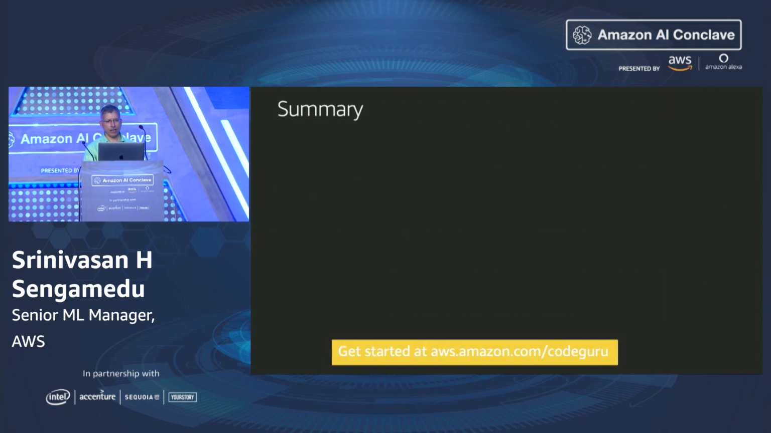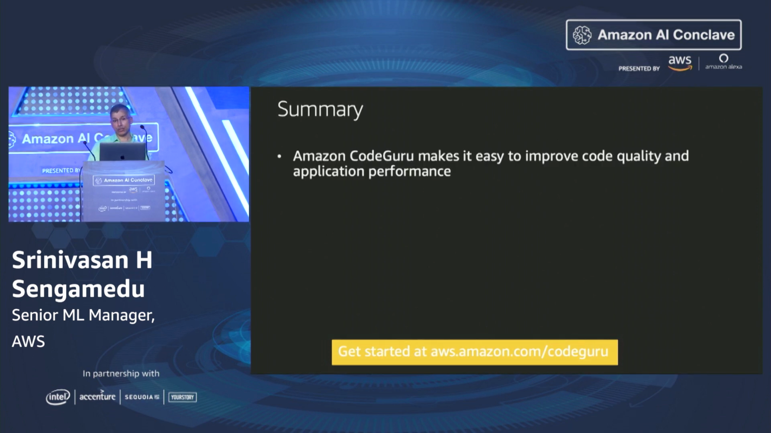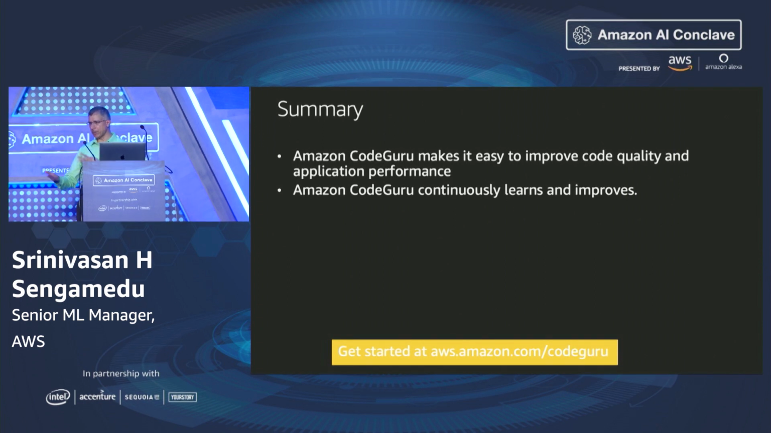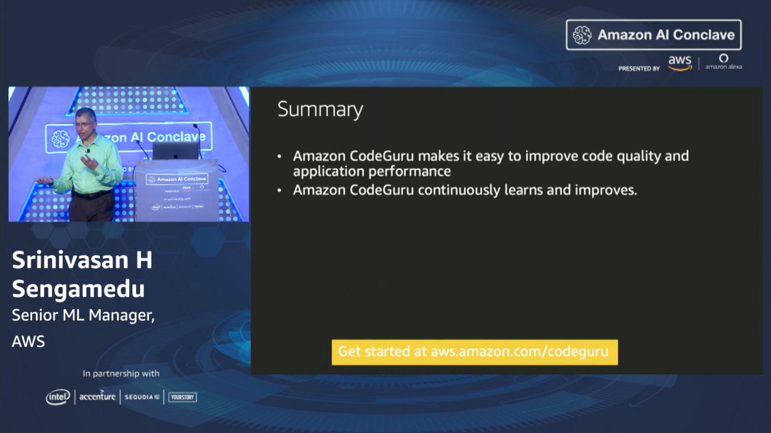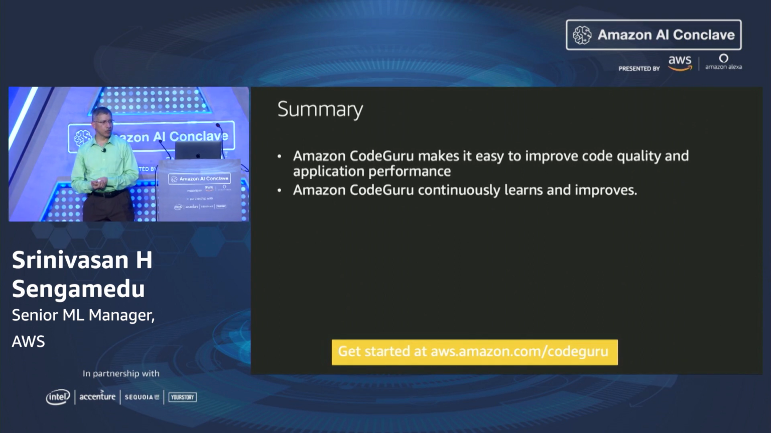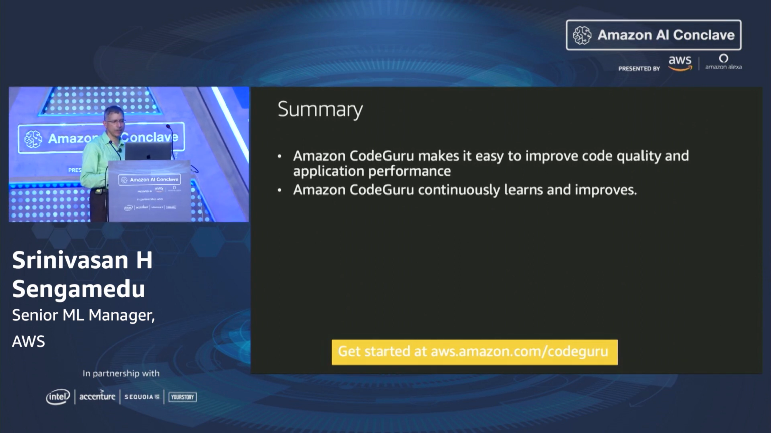So in summary, if you cannot wait to get started, you can go to this link and onboard on both the reviewer and profiler and start your journey in code quality and performance optimization. And once you do it, this is what you get. You improve the code quality and also the application performance. And with CodeGuru reviewer, you can give feedback on the type of recommendations. Some of them may not work for you, and the CodeGuru reviewer improves with feedback.